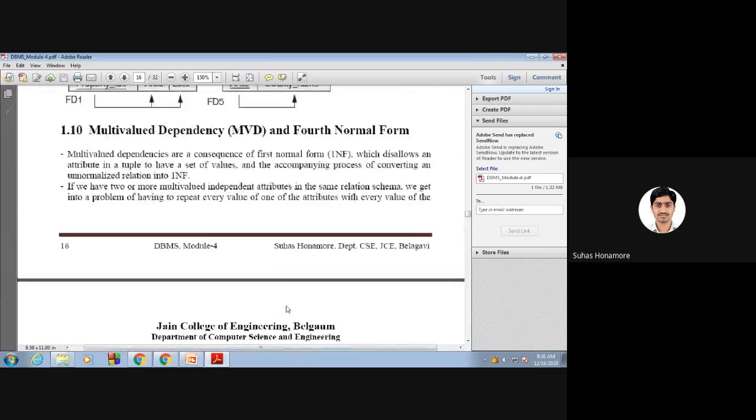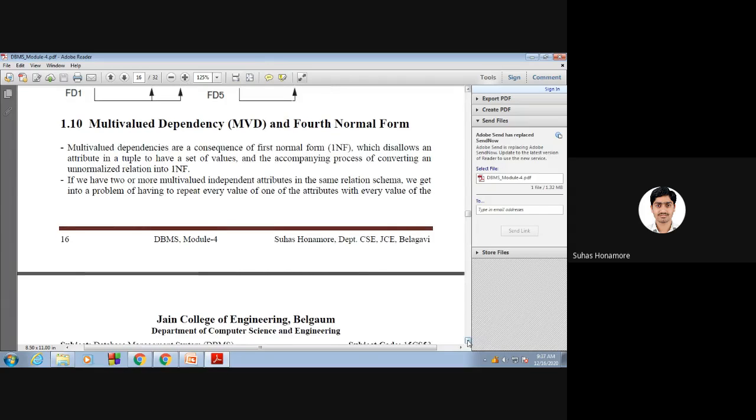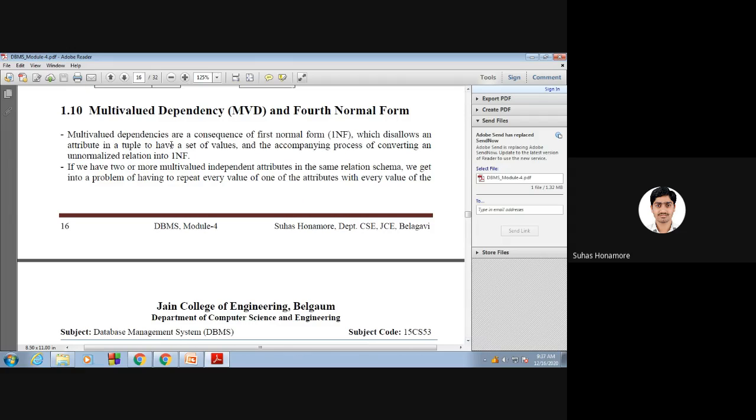Normally, multivalued attributes are not allowed in 1NF. But suppose our table contains a multivalued attribute, then we should divide it. If you remember, in 1NF we used to make a different column for each of the values and keep all the values.